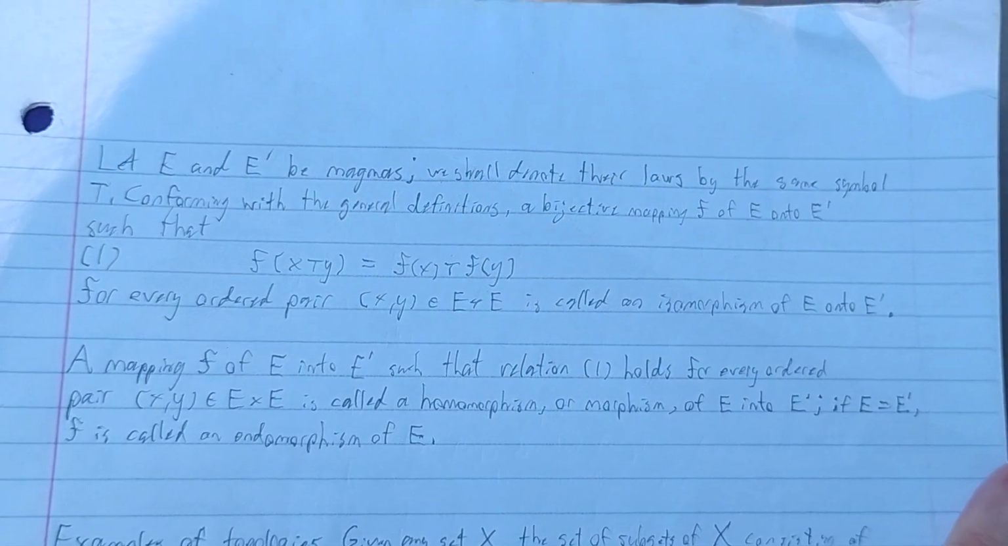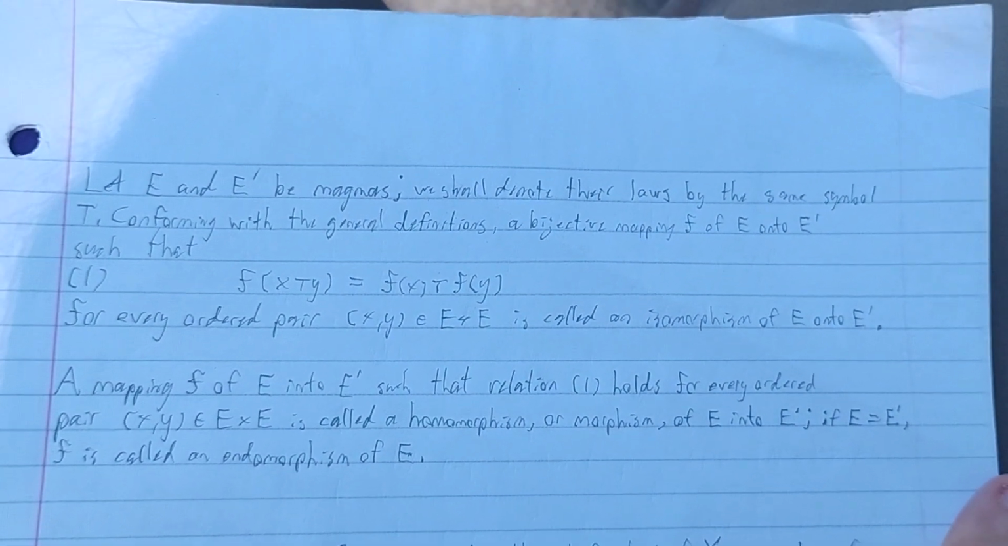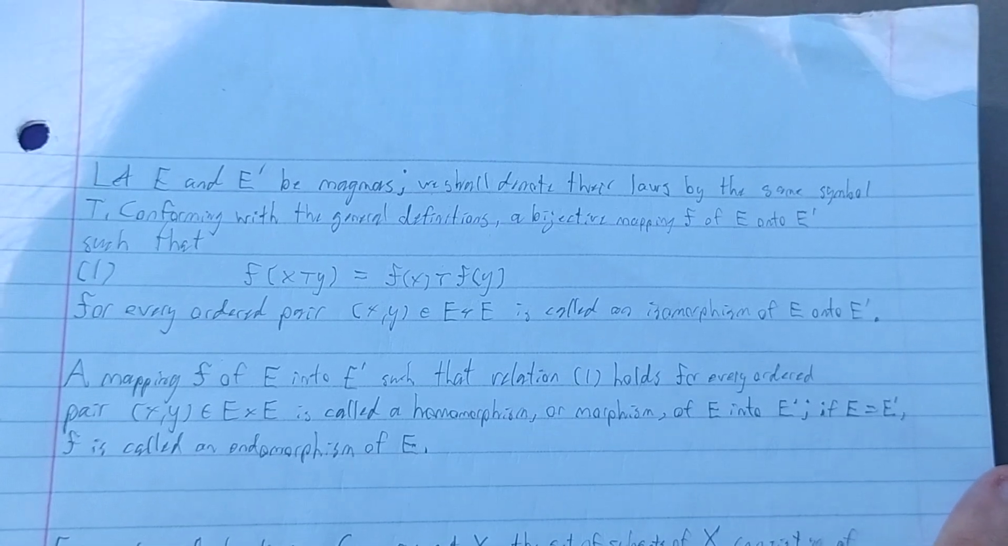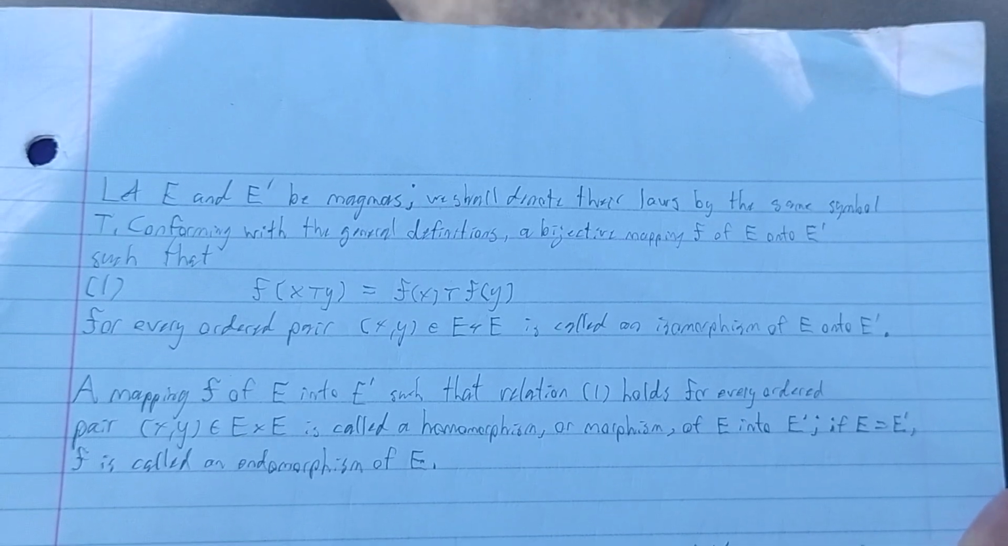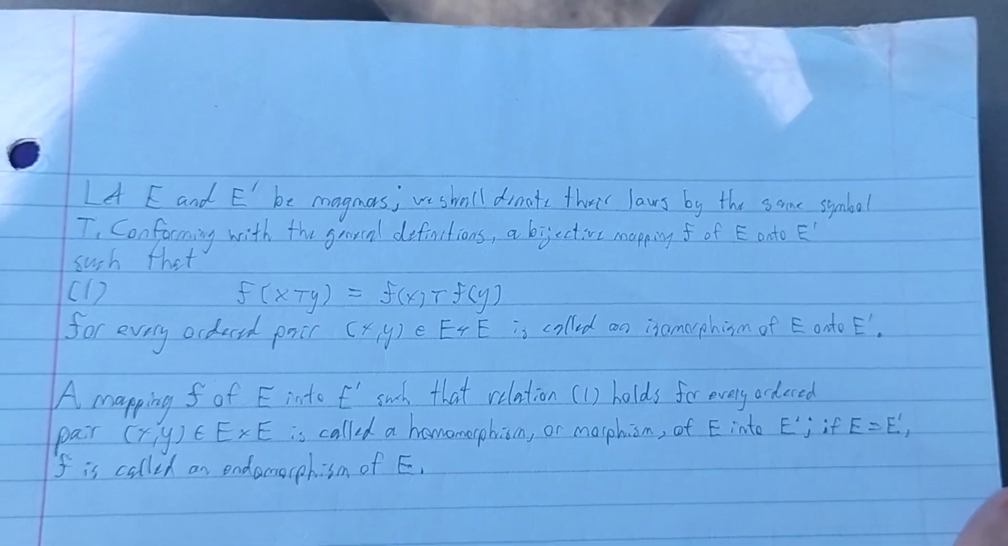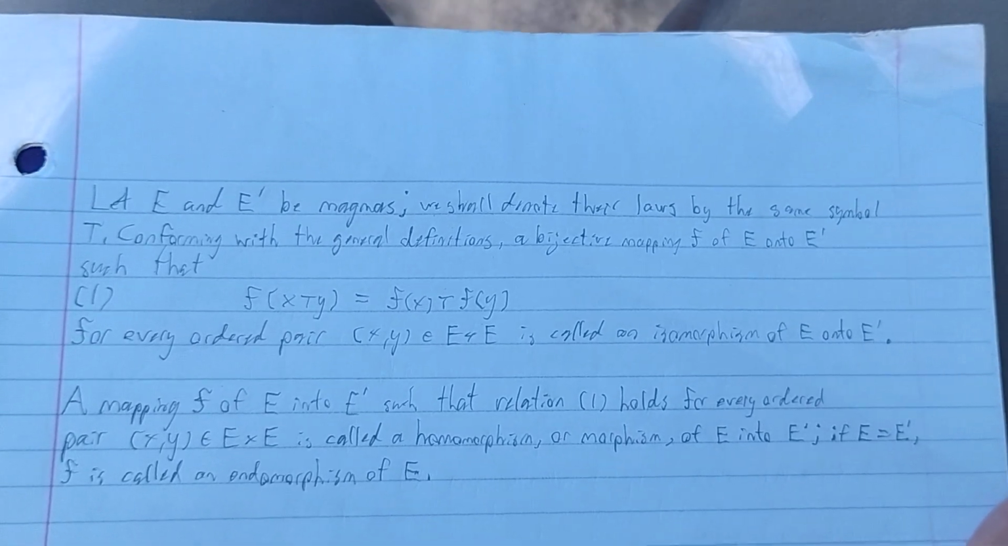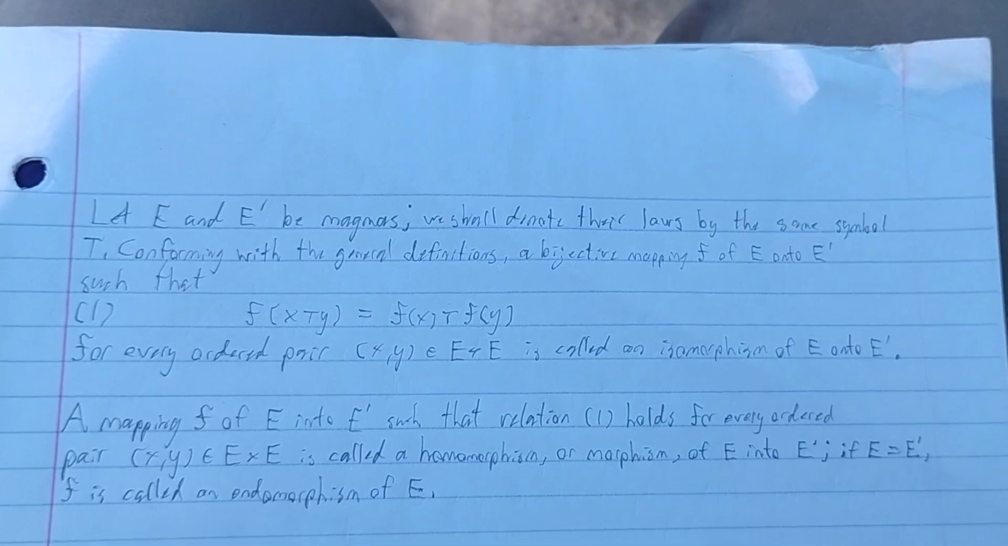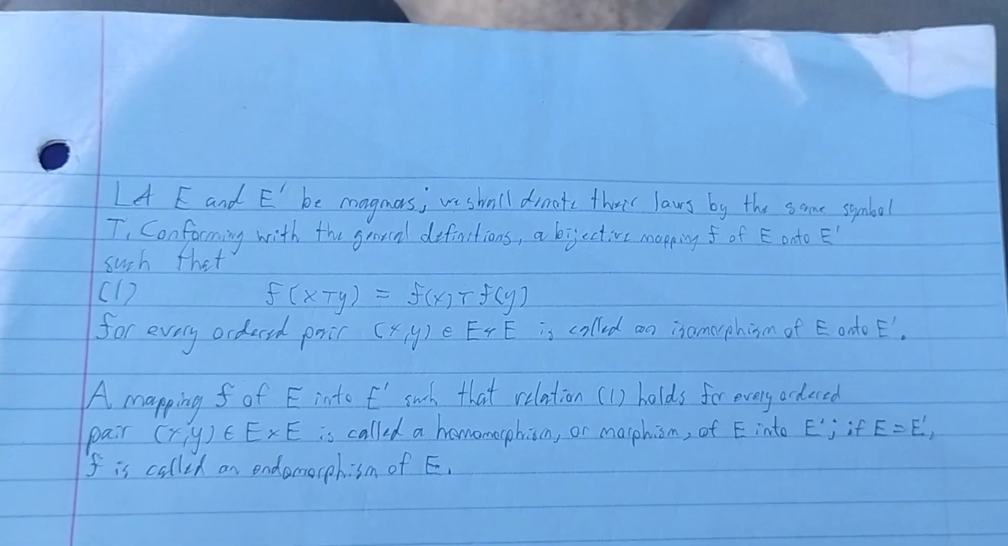So we have this general relation 1, which characterizes an isomorphism in the case where the mapping f is a bijection. It is called a homomorphism in the case where the mapping is arbitrary and merely satisfies the relation, and it's called an endomorphism in the case where E and E' are the same.